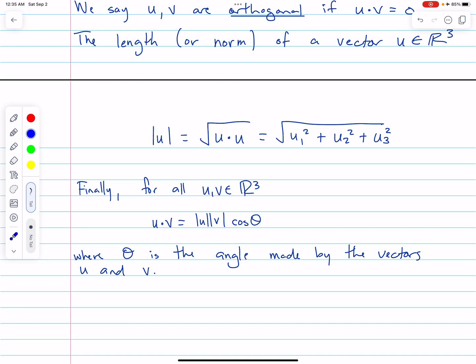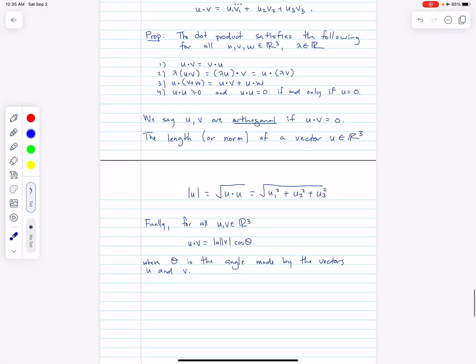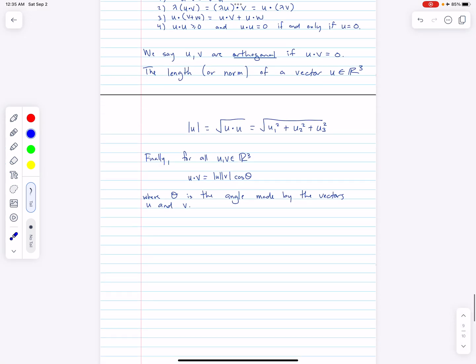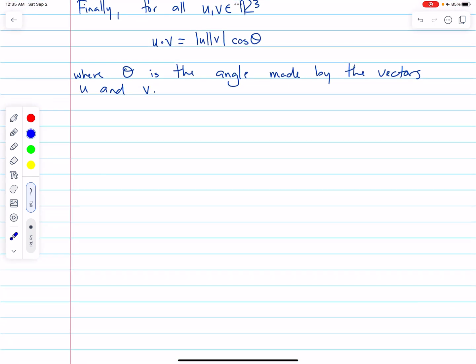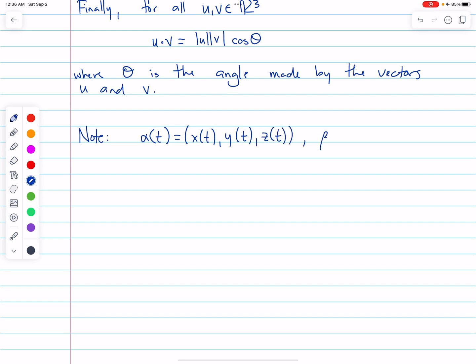Presumably this is all review from linear algebra and other courses. What may not be review is the following, a fact that the book points out, which we'll use later. Note that if I have two curves, alpha of t, which are parameterized differentiable curves, let's call this x(t), y(t), and z(t), and let's say beta is another one, and let's say it's u, v, and w.